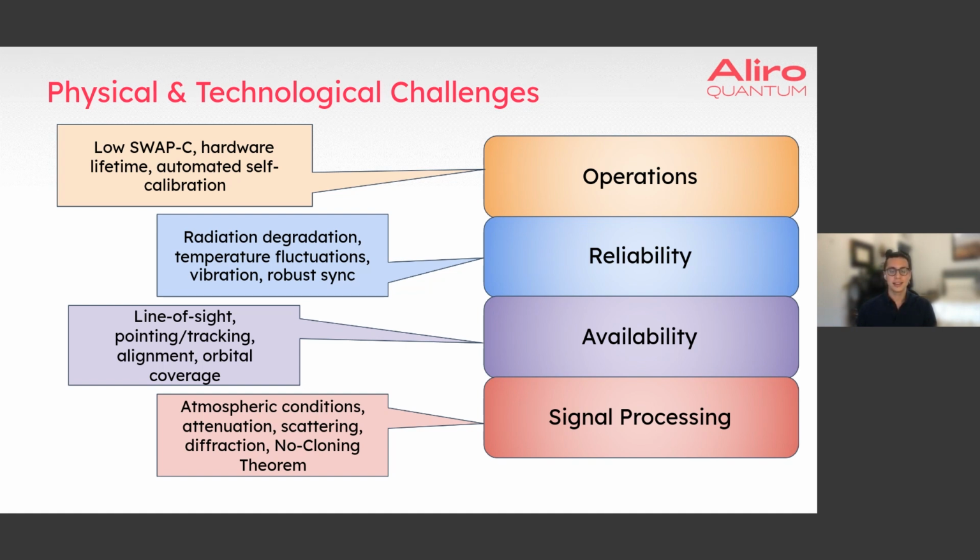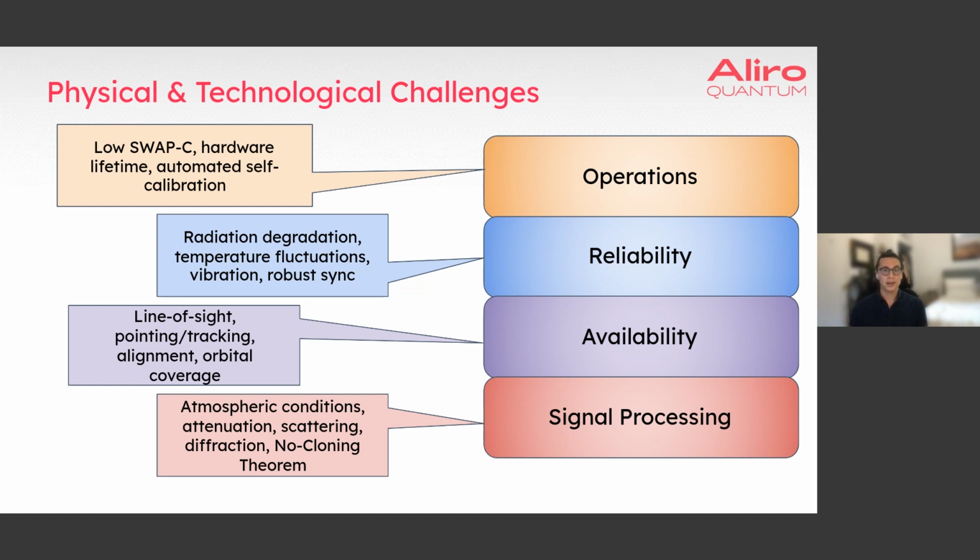We also need these satellites to be operational well beyond their launch. I mentioned earlier that low Earth orbit satellites typically have a 5 to 7 year lifespan, right? So we need our quantum hardware to have that same lifespan. In addition, we're not going to be able to have a team of PhD students or postdocs working to recalibrate these systems and fix bugs, right? They're up in space on their own. So we need to have automated self-calibration.